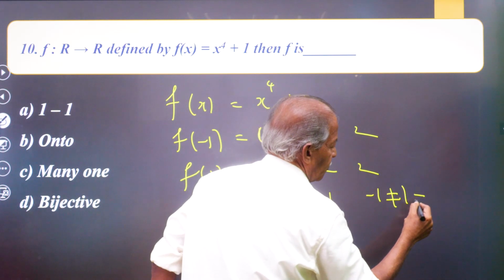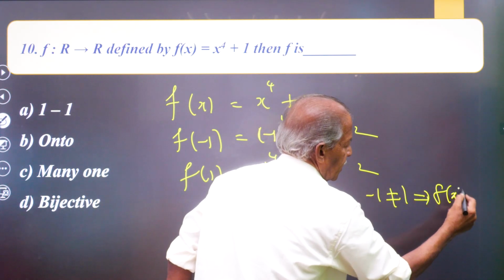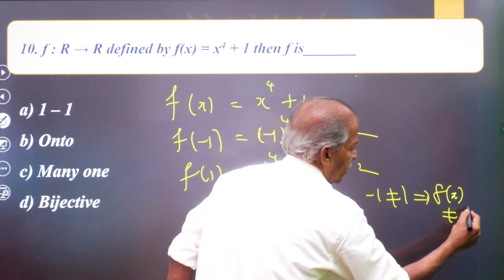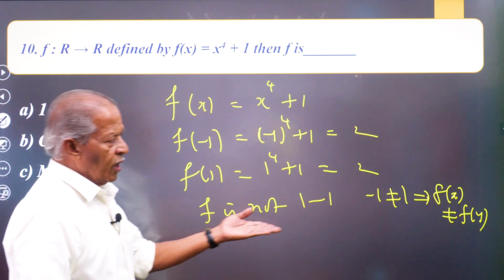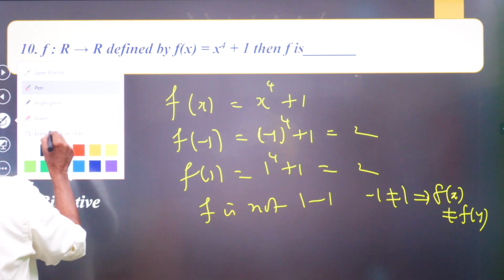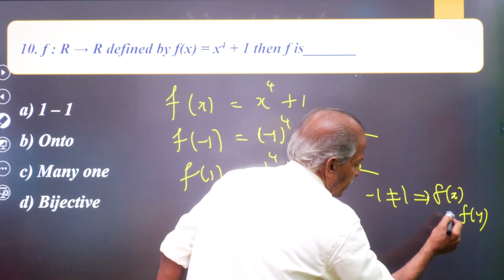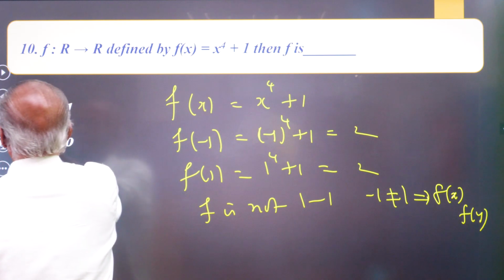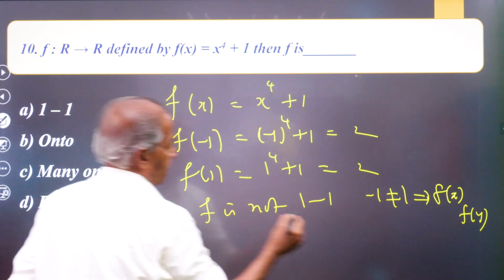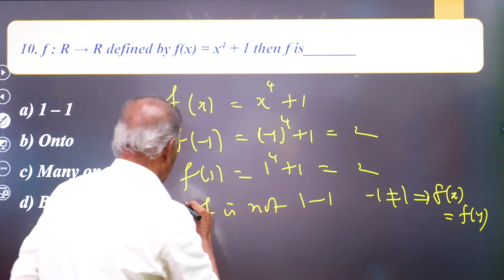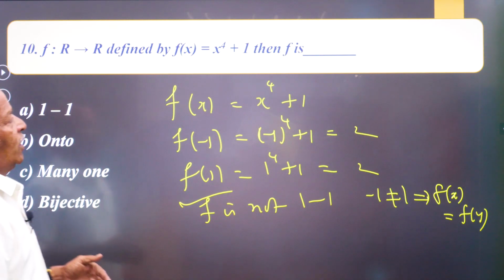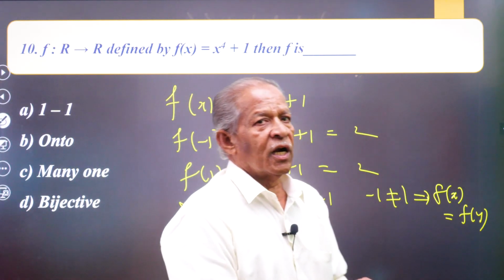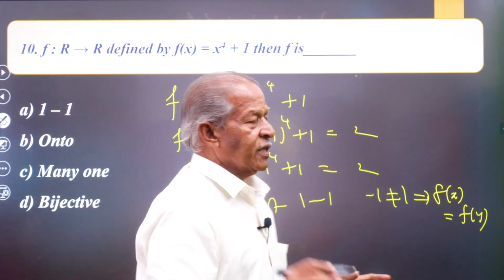So x not equal to y should imply f of x is not equal to f of y. Look here, is it equal or not equal? What is the answer? The answer is equal. Therefore, f is not 1-1. That is, the answer is many-one. Bijective also is there. We have to check the onto condition also, but it is not necessary.